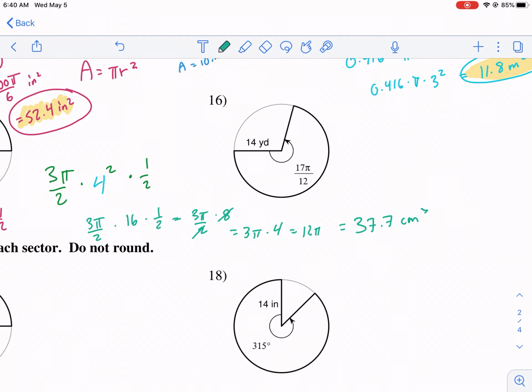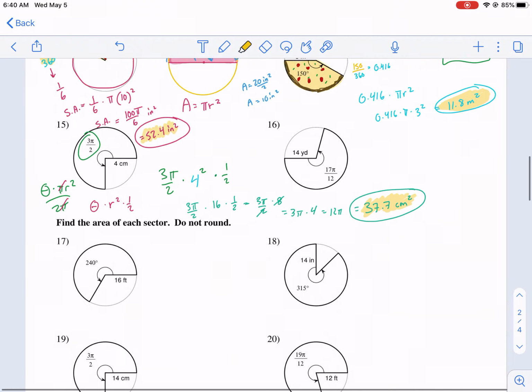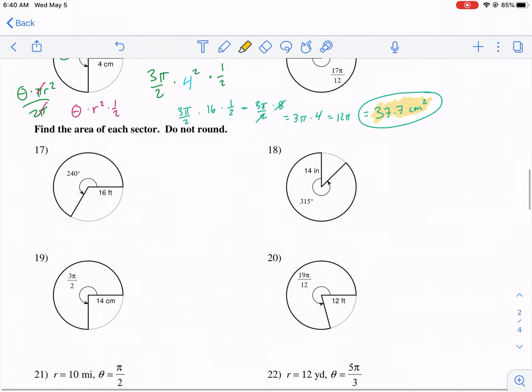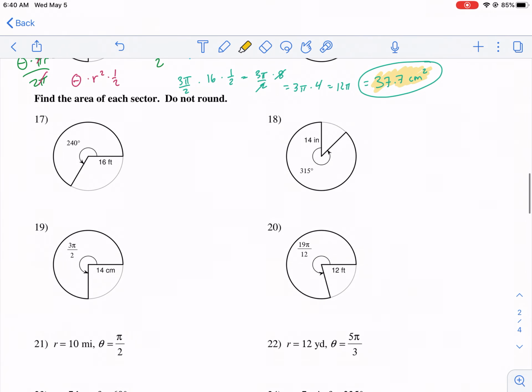Again, we're talking about area. In the first example, we were talking about the length, and when we're talking about length, we're just talking about centimeters. If we're talking about area, we're talking about centimeters squared. Now it's asking us not to round, so let's go ahead and do this.